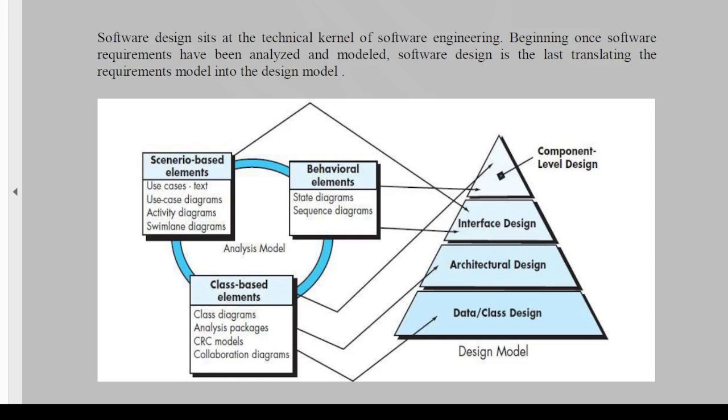Next, the architectural design. It defines the relationship between major structural elements of the software. And the interface design describes how the software communicates with the systems that interoperate with it and with humans who use it, means communication between system and the user. This is the interface design. And the last design is component level design. It transforms structural elements of the software architecture into a procedural description of software components.